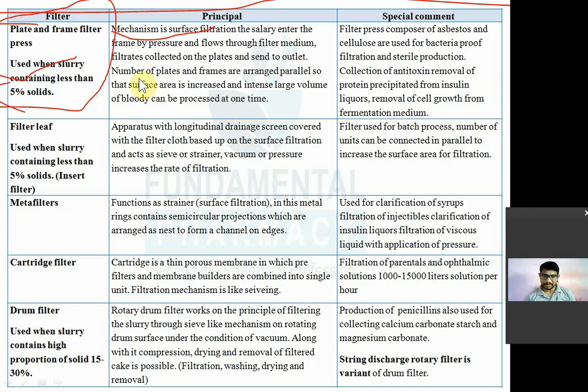Insulin nowadays is of microbial origin, the recommended technology, and the other proteins in it are impurities. So to filter out the pure insulin and separate that protein, plate and frame filters are used. Again, this is also used to remove cell debris and cell growth from the fermentation.